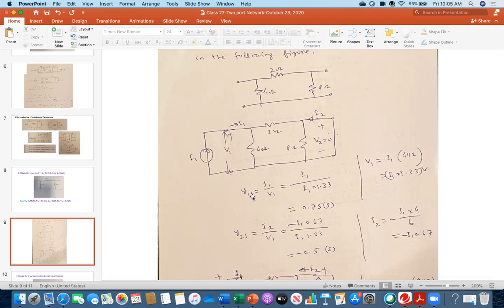So for Y11, I am writing 1.33 Ix in the denominator, and in the numerator, Ix cancelled. So 1 over 1.33, I got 0.75, unit is Siemens.